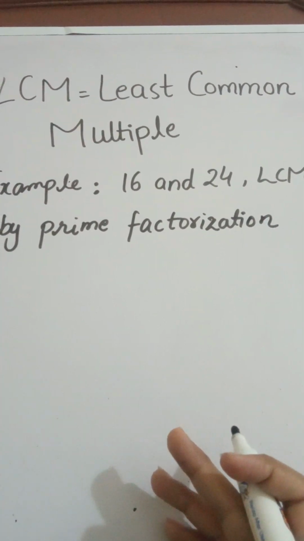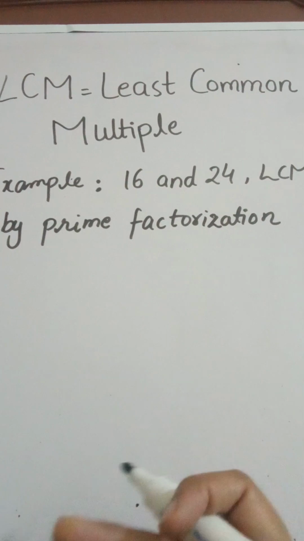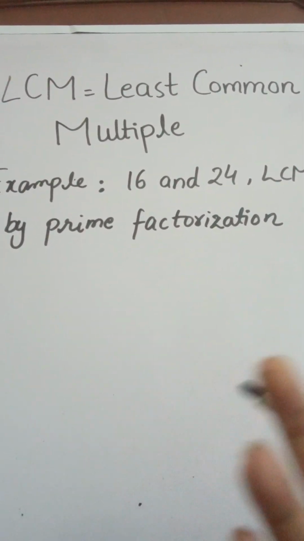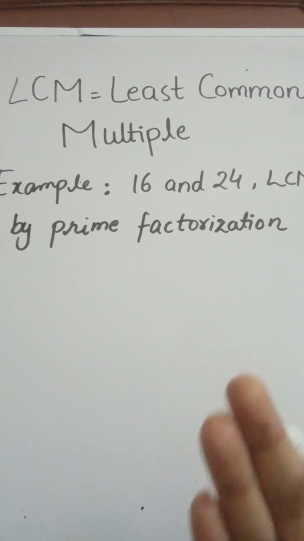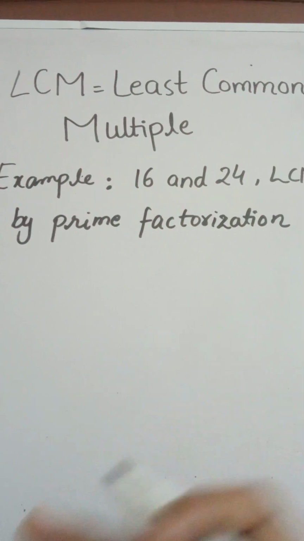Prime factorization means break a number into its prime factors. Factor means a number which divides a given whole number completely, and prime numbers are those numbers which have only two distinct factors, one and itself. Factor means that number which divides a given number completely.